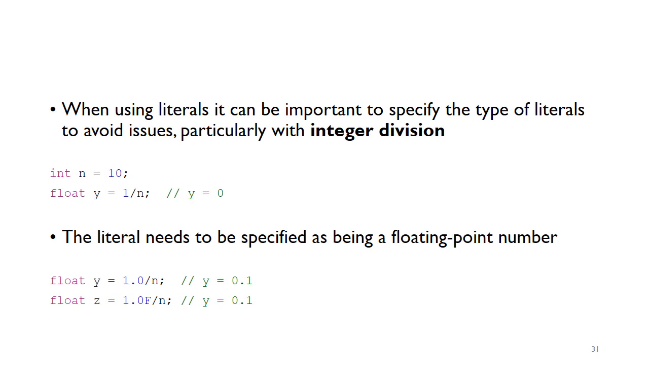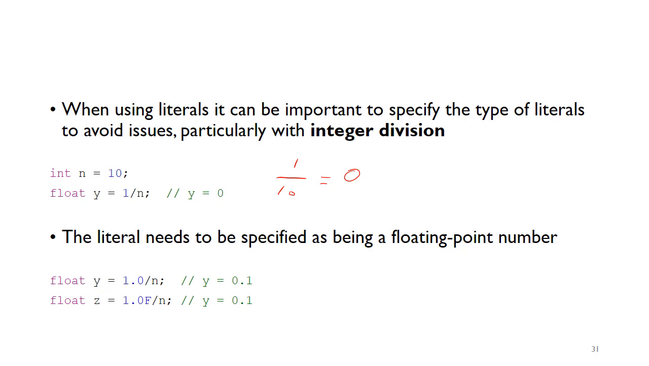So when we're using literals, it can be important to specify the type of literal to avoid issues. This is particularly the case when we're doing integer division. So for example here, we've got an integer variable called n, and I'll give it the value 10. Now in the next line of code, we're going to do 1 divided by n. So we're going to do 1 divided by 10. And because that's a float, we're going to get 0.1. Well, that won't be the case because n has been defined to be an integer. It's going to do this as an integer division. 1 divided by anything in integers can only give us an integer value, so it's going to give us 0.